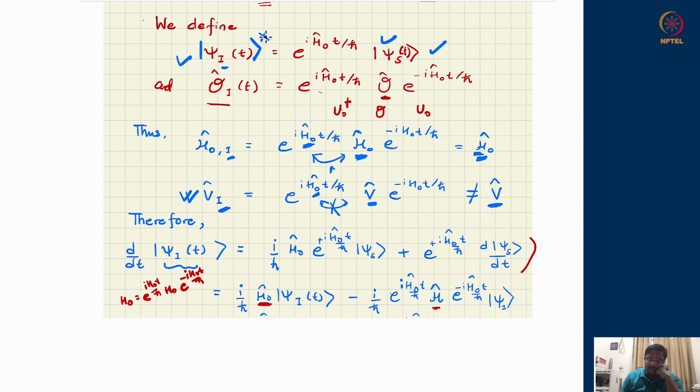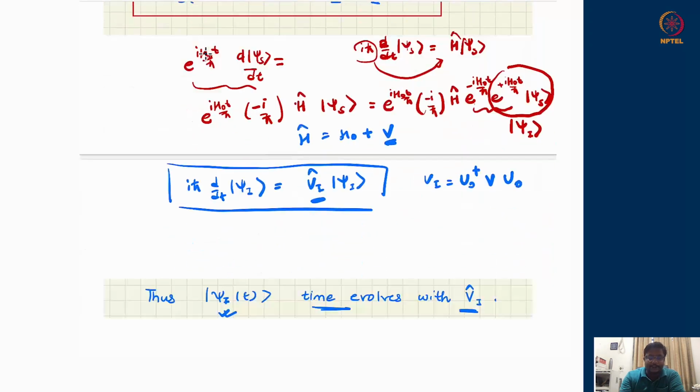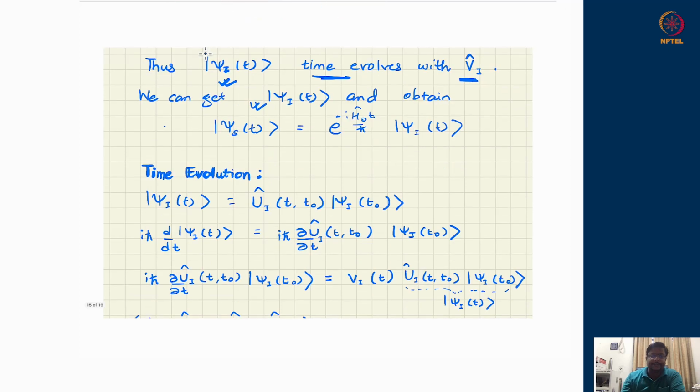If I know the left hand side, I will obtain the right hand side by just multiplying e to the power minus i h naught t upon h bar to both the sides. So therefore I will also know what is the Schrodinger time evolved wave function. So the interaction time evolved wave function will be obtained from the perturbation Hamiltonian, its interaction version, and multiplying the free part's unitary, I will get the Schrodinger picture wave function, its time evolved version.